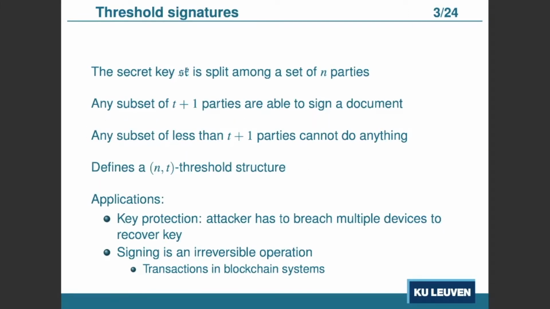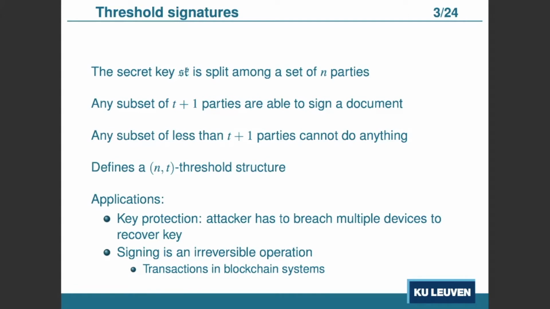So, the idea behind threshold signatures is that we want to distribute the signing power among multiple users. So we have a set of n players, a threshold T, and we split the secret key into multiple pieces or shares, and then privately assign these shares to the players in such a way that any set of more than T players can jointly combine their shares and sign any document, while any set of fewer players cannot do anything.